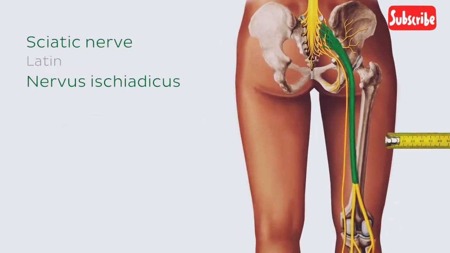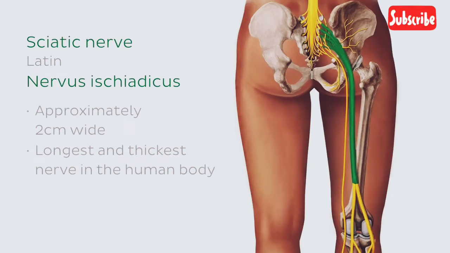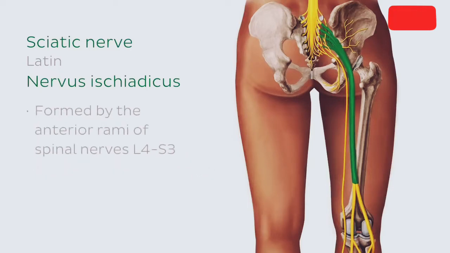It is approximately 2 centimeters wide and is the longest and thickest nerve in the human body. As I mentioned, the sciatic nerve originates from the sacral plexus. Specifically, it is formed by the anterior rami of spinal nerves L4 to S3. The sciatic nerve is a key nerve of the lower limb as it supplies most muscles and skin of the posterior compartment of the thigh, the leg, and the foot.